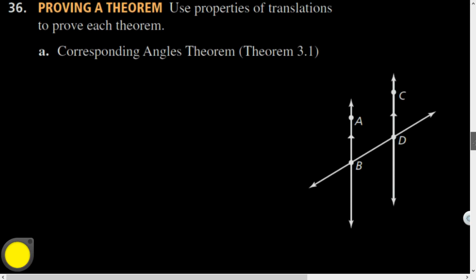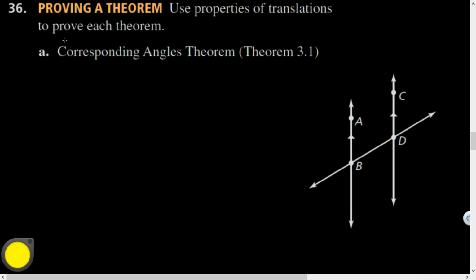All right. Here we go. So, let's talk about this. So here it says, try to prove the corresponding angles theorem using properties of translations to prove each theorem. So I'm going to mostly just verbally do this, so you guys can just follow along. That'll be fine.